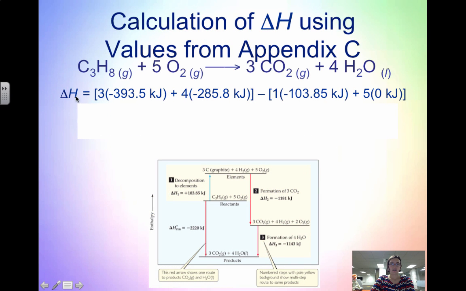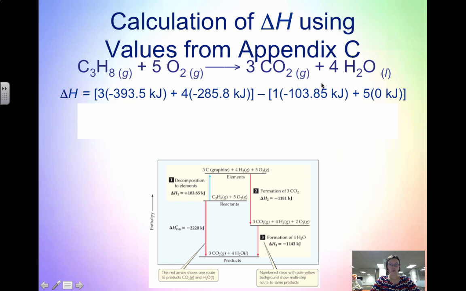So looking at the example from the Hess's law. So we had propane, we have oxygen, we have CO2, we have H2O. So remember, I said we take products minus reactants. So we take our coefficient, so 3 times CO2. Okay, so we have 3. This negative 393.5 is found in Appendix C. So you look in Appendix C for CO2 gas. So 3 times the heat of formation of carbon dioxide plus 4 times the heat of formation of water minus, now we add up our heat of formation of reactants.